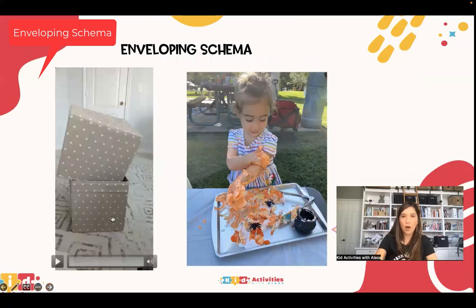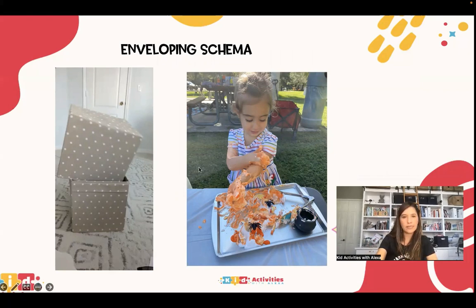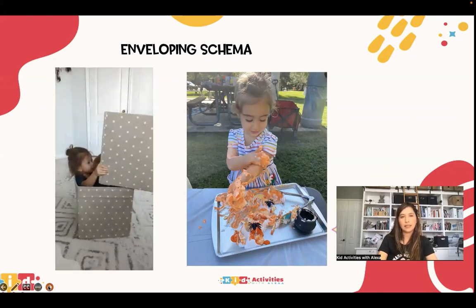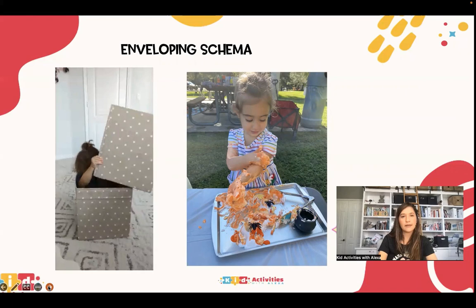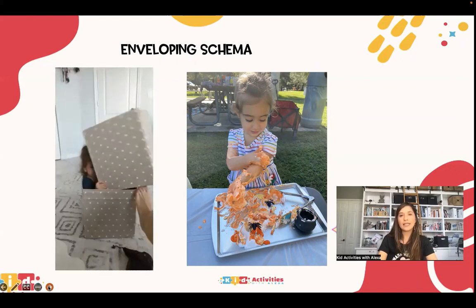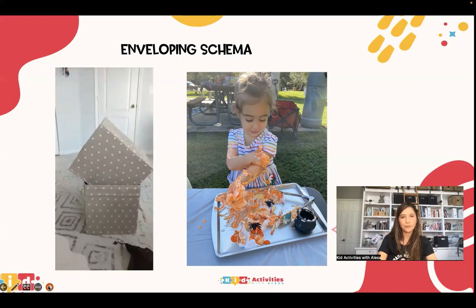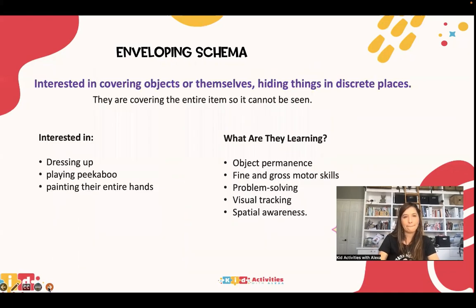So let's talk about how she covers herself in paint. That's the enveloping schema. They're trying to hide themselves as much as they can. They can use boxes, they'll use paint, anything they can cover themselves with, right? So they are interested in covering themselves and hiding things.